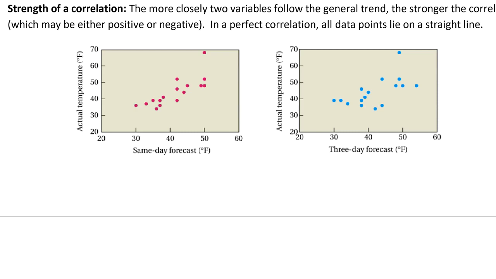So let's look at these two. For the first one, it's going up, and all of these are pretty tightly packed together. Since these are pretty tightly packed together, we say that this is a strong positive, because remember, it's going upward, so positive correlation.